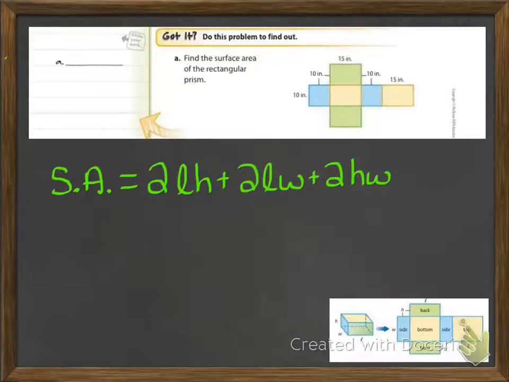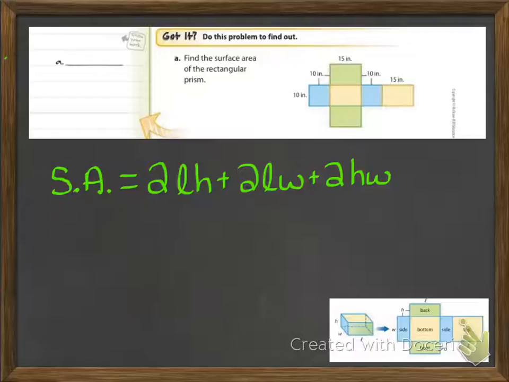So on the Got It, they have you actually already diving in to figure out what this part is. So I'm going to go ahead and work through this one with you part of the way. So looking at this example, it says find the surface area of the rectangular prism. So they took the rectangular prism and they unfolded it. So this is called a net. So here's our formula. So what I would like for you guys to do is go ahead and write the entire formula, S.A. equals 2 times LH plus 2 times LW plus 2 times HW.